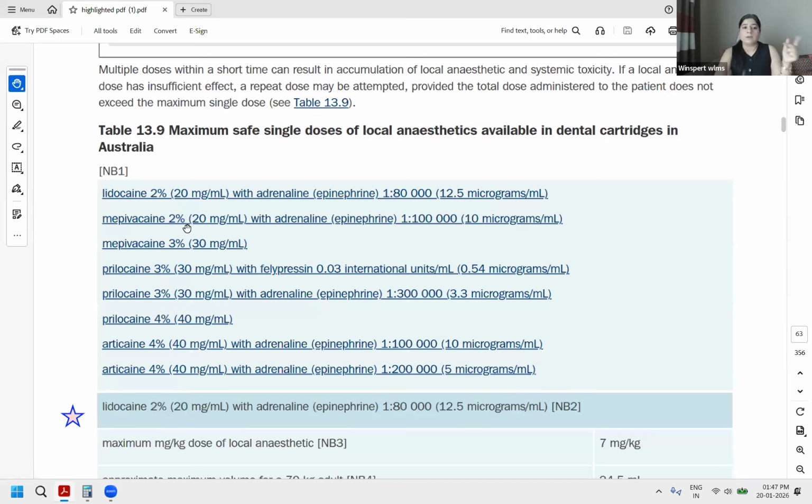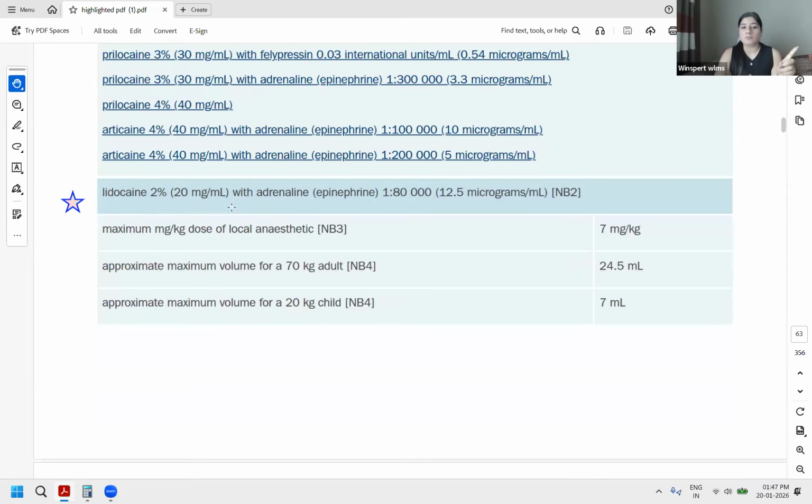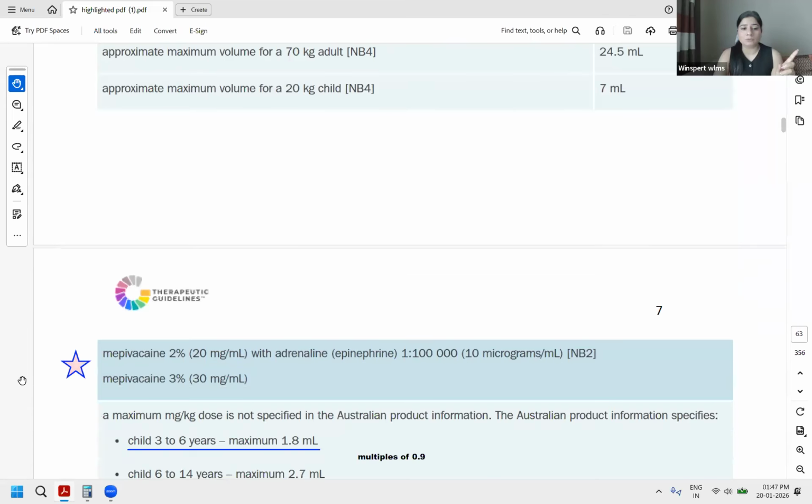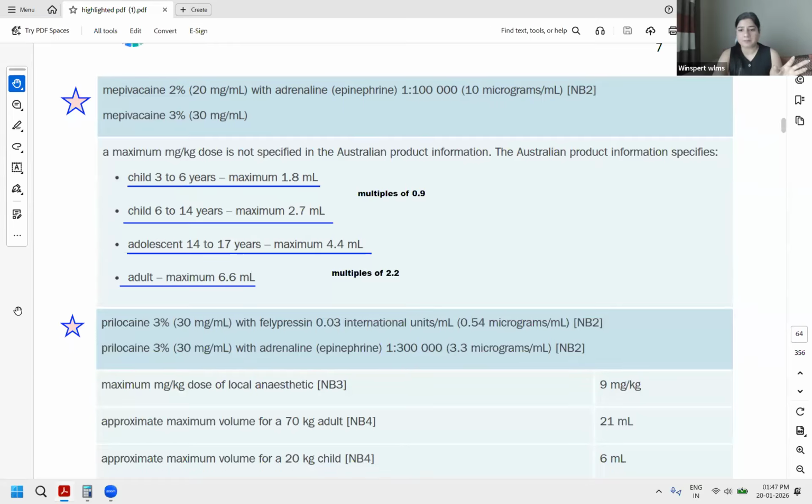So division factors would be 20 for lidocaine, mepi also 20, or 30 if it's a 3%, and the exam will give you whether it's a 4%, 3% or 2% solution. So the division factor is simple. If it's 4, it's 40. If it's 2, it's 20, right? Or 3, 30. And multiply by the maximum dose. So this is the remembrance part. For lidocaine 2%, 7 mg per kg is allowed. Then the maximum dose for prilocaine 3% is 9 milligram. For mepi, it's very variable and not specified.